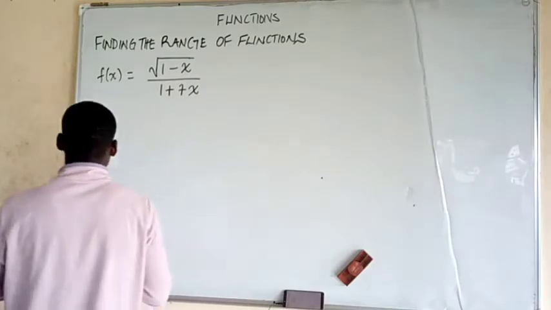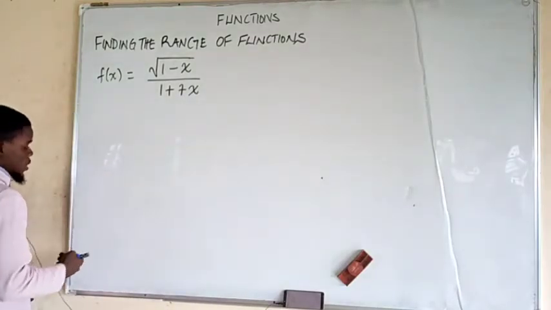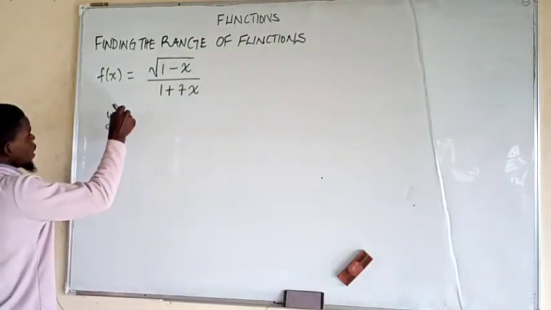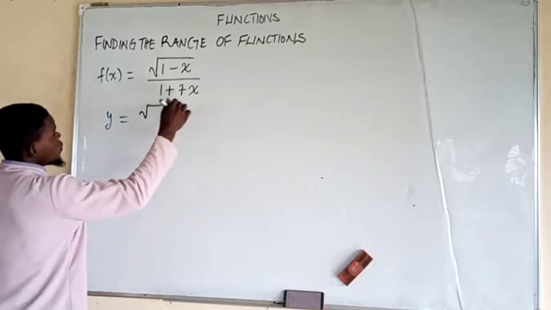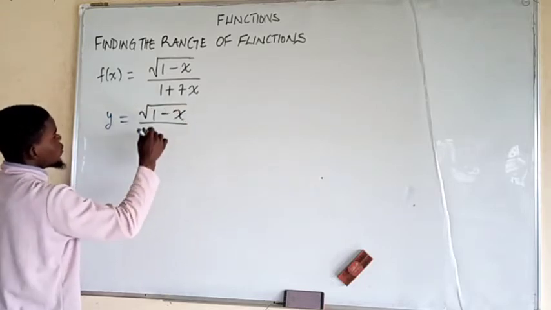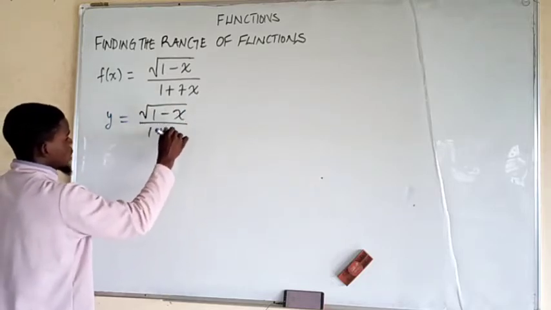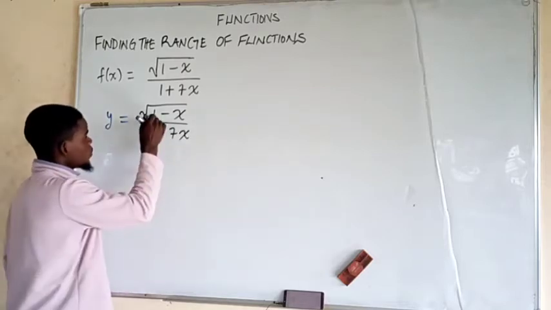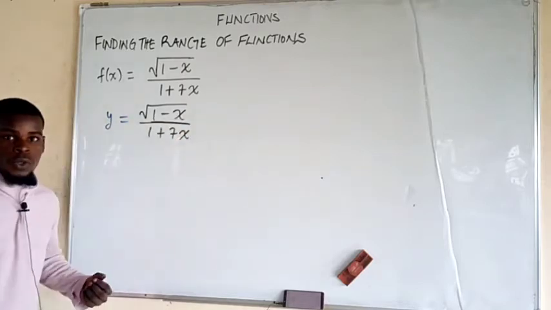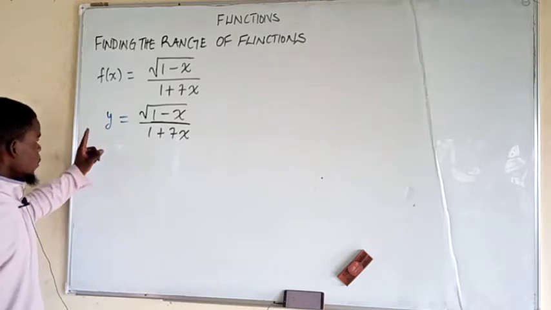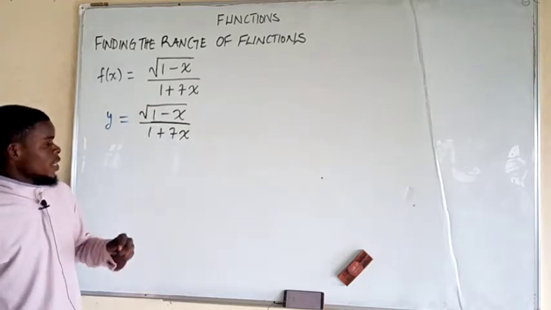So let's do that right away. Replace f of x with y. That gives us y equals the square root of 1 minus x, divided by 1 plus 7x. Good.